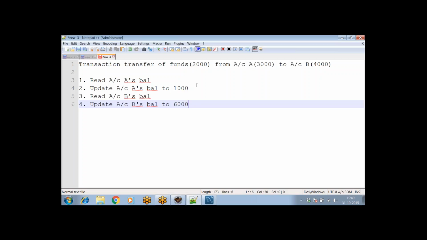So we can't afford to do this here. So this set of DB operations, we should execute it as a transaction. It means as a single unit here.